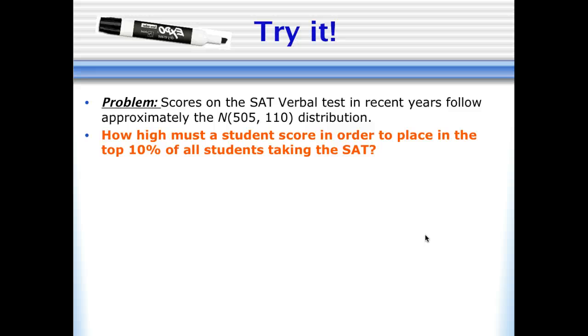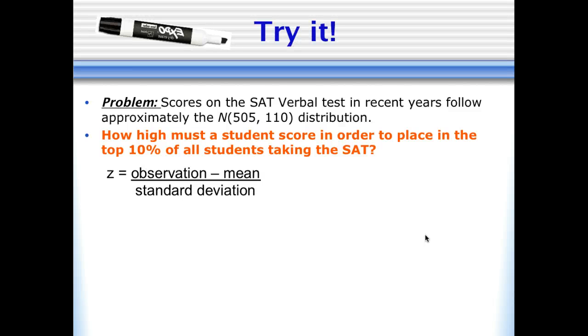And last but not least, I want to show you that you can use the table in two directions. If you know the z-score, you can look up the probability, and vice versa. If you know a probability or a proportion on a curve, you can look up the z-score that goes with it. So for this problem, it says the scores of the SAT verbal test in recent years follow an approximately normal distribution with a mean of 505 and a standard deviation of 110. How high must a student score in order to place in the top 10% of all students taking the exam?